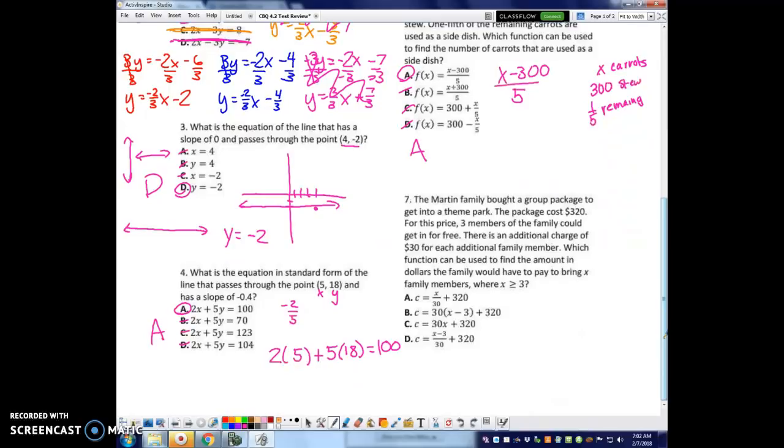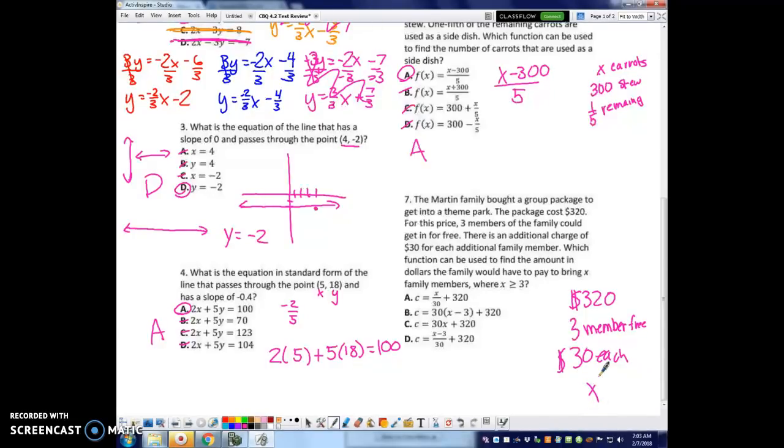7. The Martin family bought a group package to get into the theme park. A package costs $320, so this is how much the package costs. For this price, 3 members get in for free. Okay, there's an additional charge of $30 for each additional family member. Which function can be used to find the amount of dollars the family would have to pay if they bring x family members?